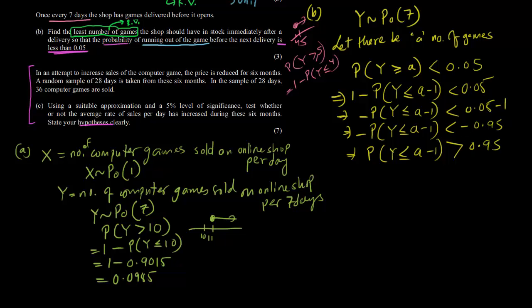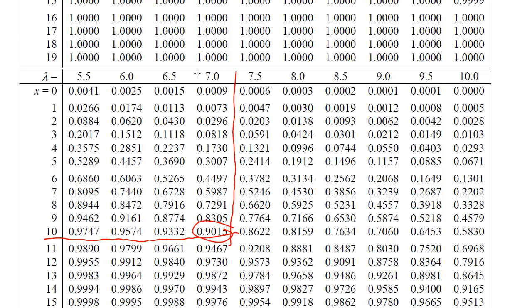So let's look it up. So this is the value of lambda. Lambda has to be 7, and we are looking for a little bit greater than 0.95. So we have 0.94. So greater than 0.95 has to be this one. This is greater than 0.95, and the random variable would be 12.